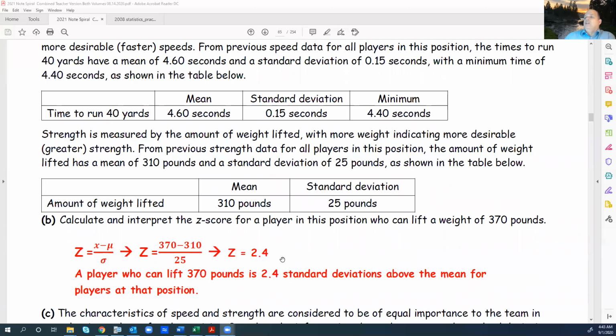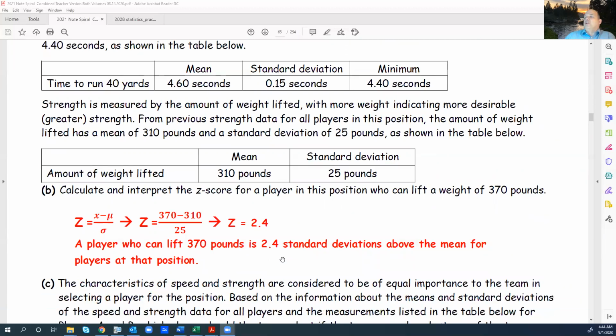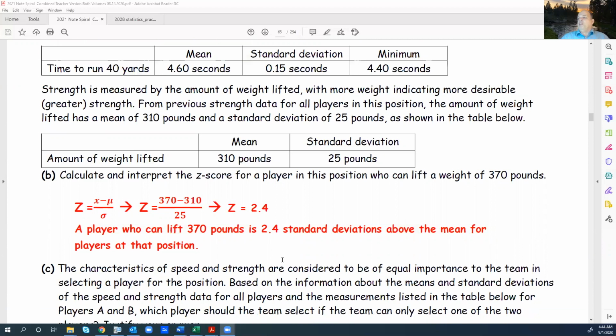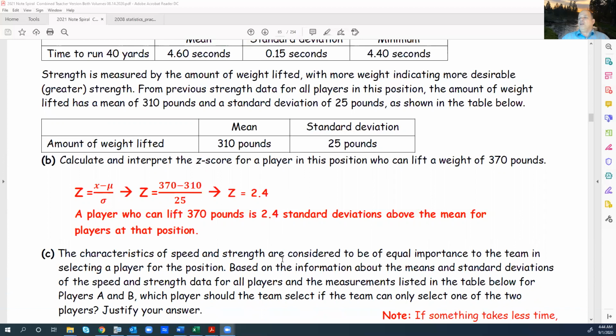Part C: the characteristics of speed and strength are considered to be of equal importance. So in other words, they're both really important, equally important. We don't weight one of them more than the other in selecting a player for the position. Based on the information about the means and standard deviations of speed and strength for all players and the measurements listed above in the table for players in B, which player should the team select if the team can only select one of the two players?